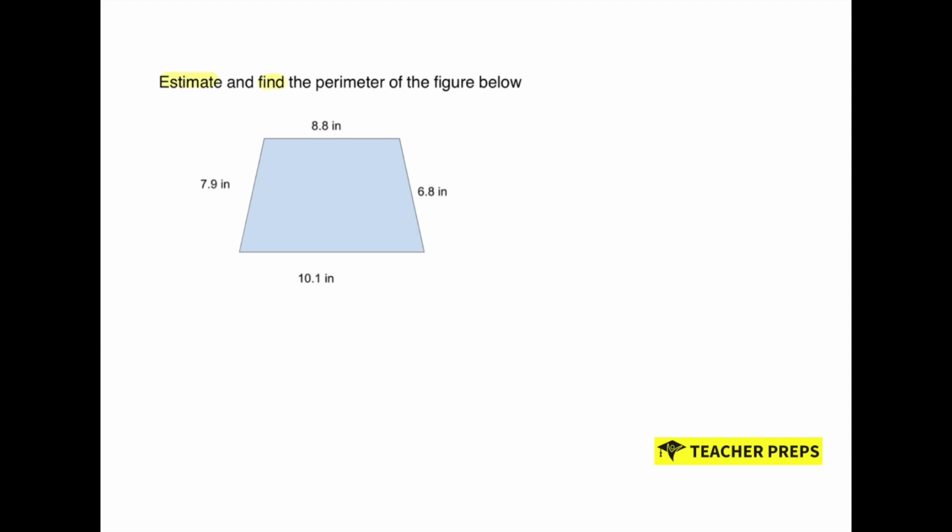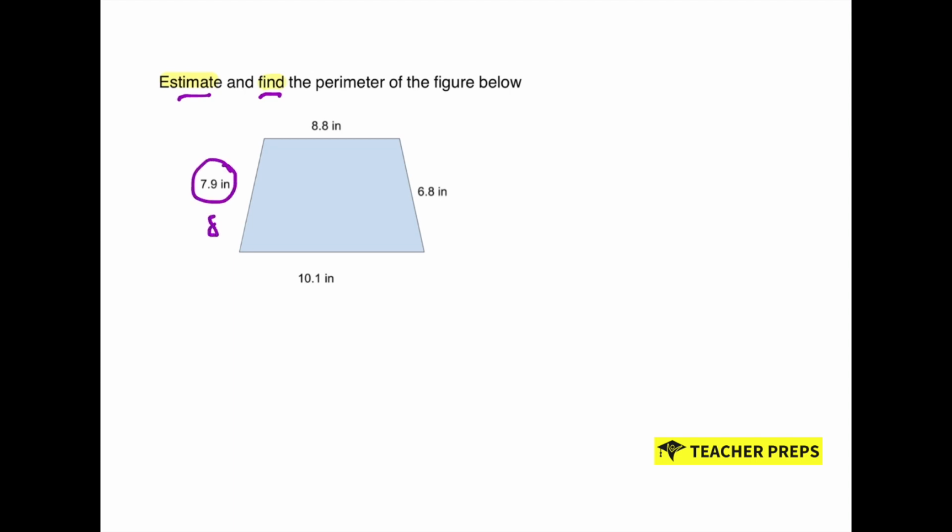Well, to find the perimeter means to add all the sides. We need to estimate and find the actual perimeter. Let's first talk about estimation. Estimation means we're getting an answer that's close enough. And we may use rounding. Let's look at this first side.